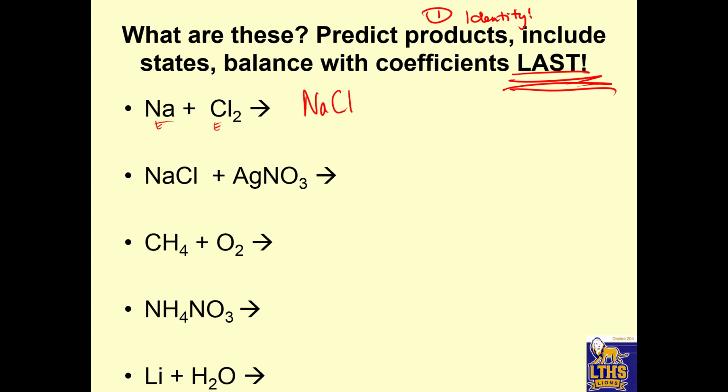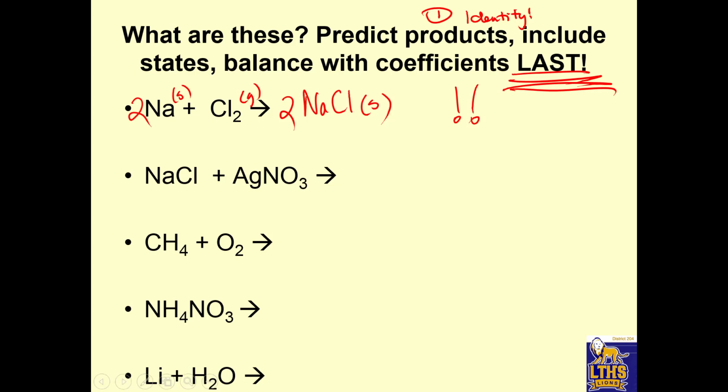So let's put in the states. That's an ionic compound. That's going to be solid. That's a gas. That's a solid. Use the slide before to help. Okay. Now let's do the balancing last. Put a 2 there. Put a 2 there, and I'm done. Woohoo. Okay. Let's go to this one.